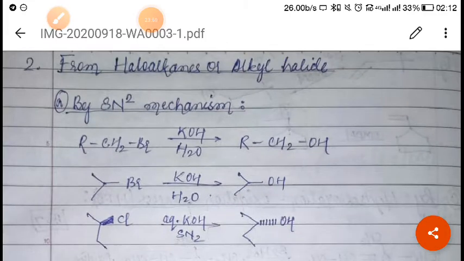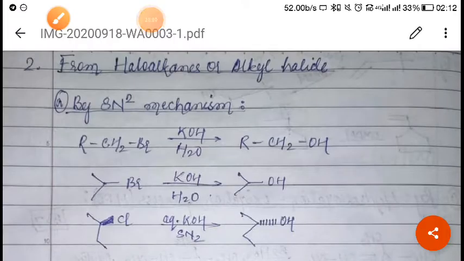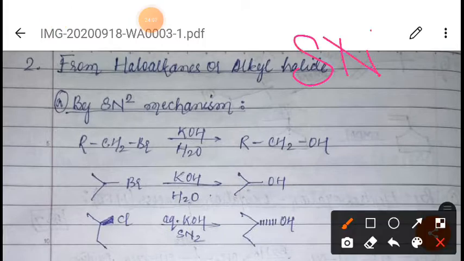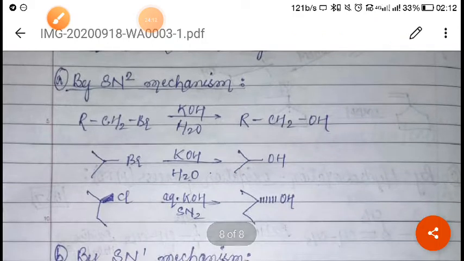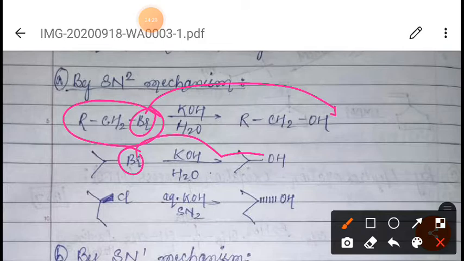Now the next process is from haloalkanes or aryl halide, okay. This process from alkyl halide generally happens in two forms: either it will form by an SN2 mechanism, or by an SN1 mechanism, okay. When it is undergoing the SN2 mechanism, as you can see, this is our Br here, right? So what will happen? In place of Br, OH will come, as you can see. Here also, in place of Cl, OH will come, right.